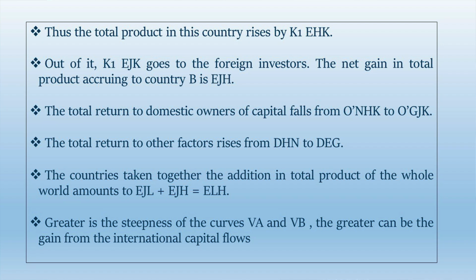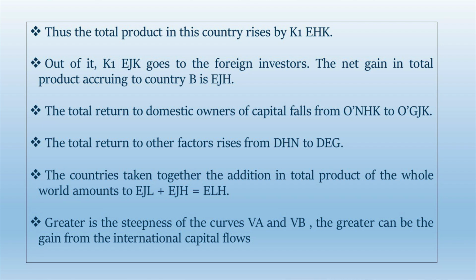Thus, considered from the viewpoint of both the countries taken together, the addition to the total product of the whole world amounts to EJL. If we add up EJL and EGH, it will become ELH. So from the diagram, we can assess that international capital flows raise the efficiency in the allocation of resources internationally, and world output and welfare increase.